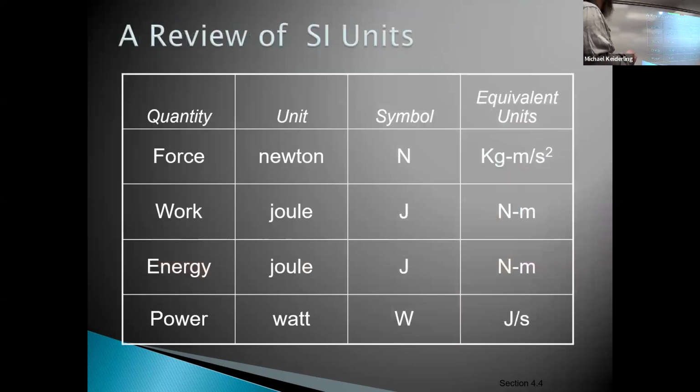So the SI units: the unit for force is the Newton, which is a kilogram meter per second squared. The unit for work is the joule. It is a Newton meter, or a kilogram meter squared per second squared. Energy is also the joule, and power is the watt, which is a joule per second, which is a kilogram meter squared per second cubed. No one wants to write that out.